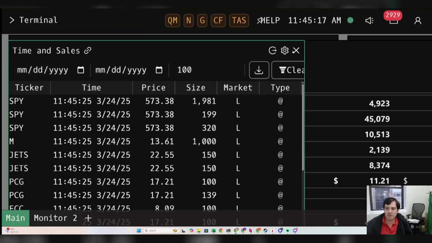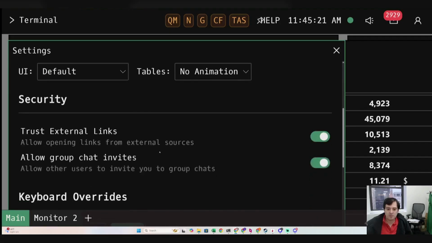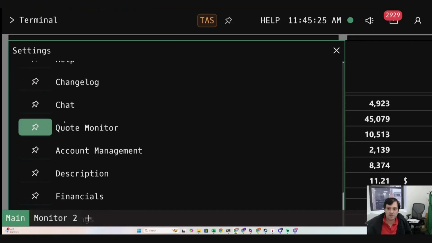I personally don't like these little guys up here. I never use this feature.